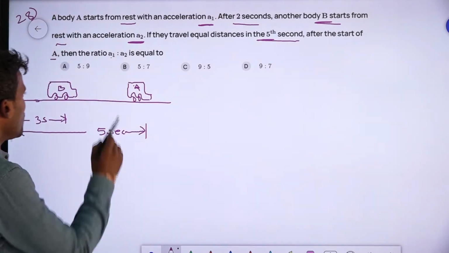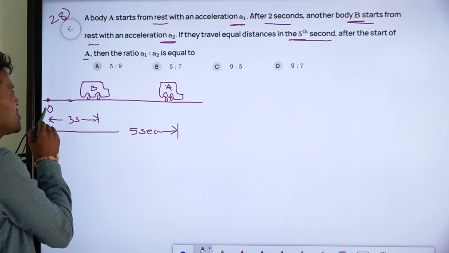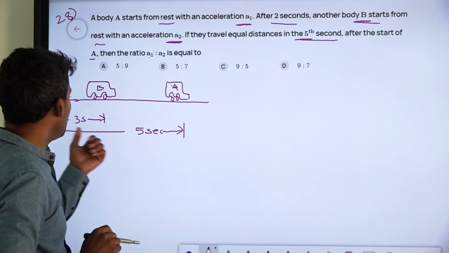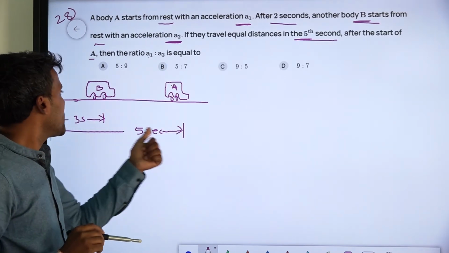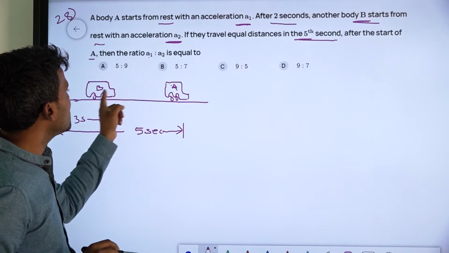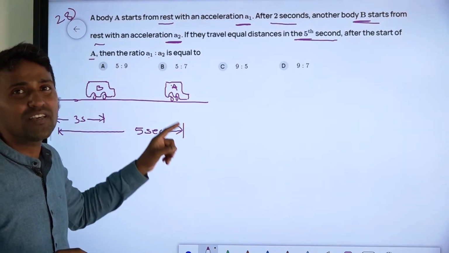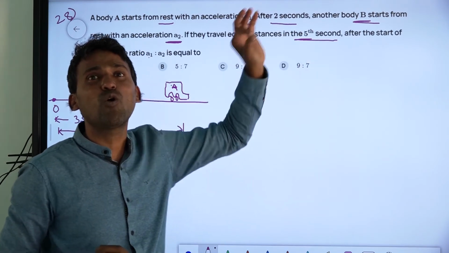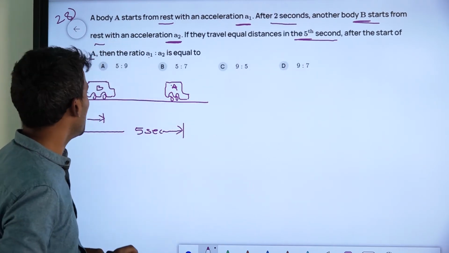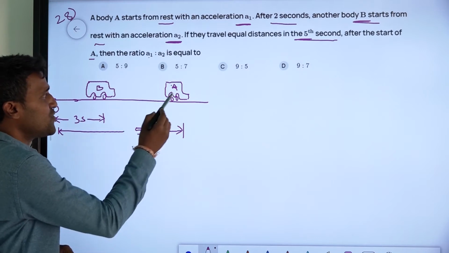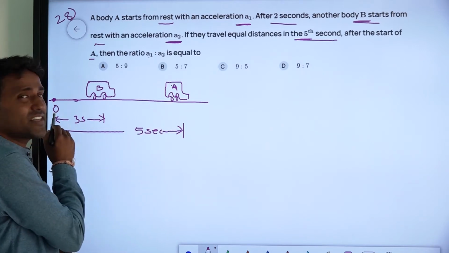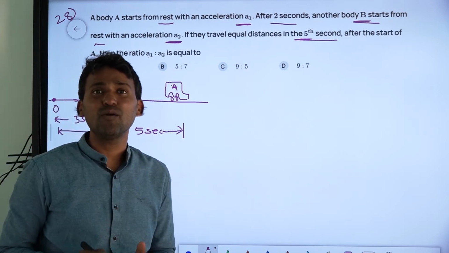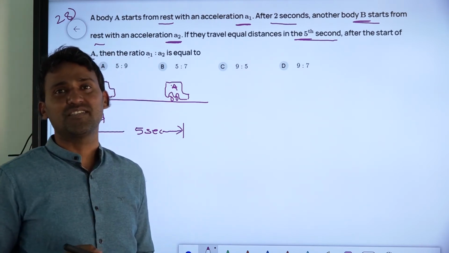See here, both start from this point O. Just take both as two cars started from point O. There is a time gap between A and B of 2 seconds. After 2 seconds, another body started. So if the first body has traveled 5 seconds, the second body has traveled 3 seconds, isn't it? But in that 5th second, both cover equal distances.